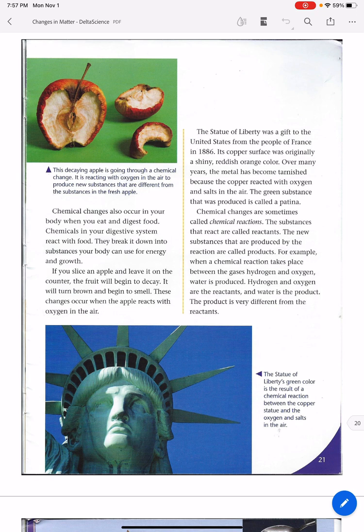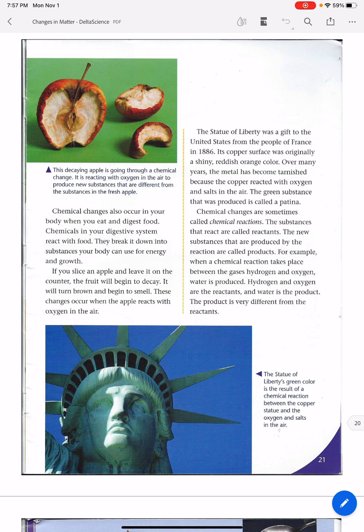Chemical changes are sometimes called chemical reactions. The substances that react are called reactants. The new substances that are produced by the reaction are called products. For example, when a chemical reaction takes place between the gases hydrogen and oxygen, water is produced. Hydrogen and oxygen are reactants and water is the product. The product is very different from the reactants.